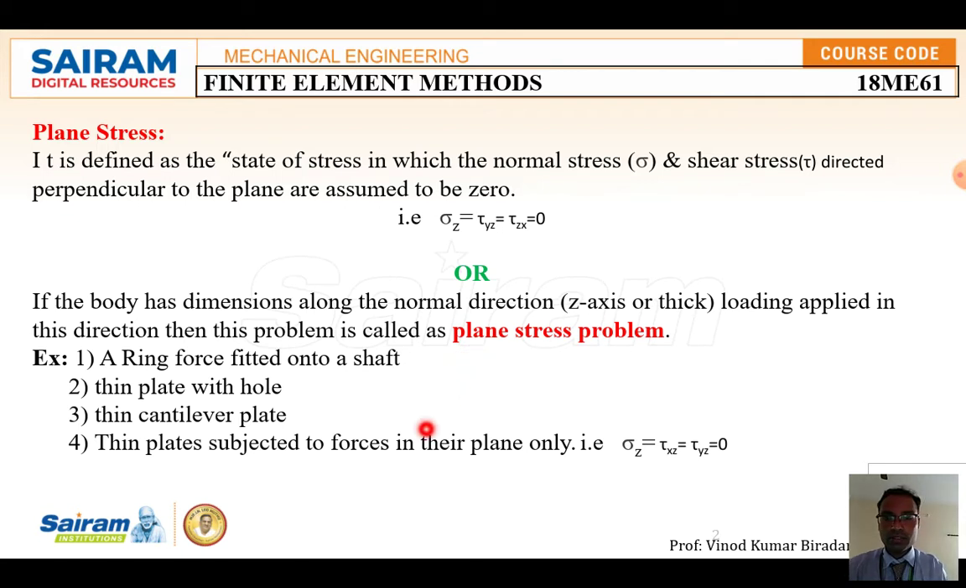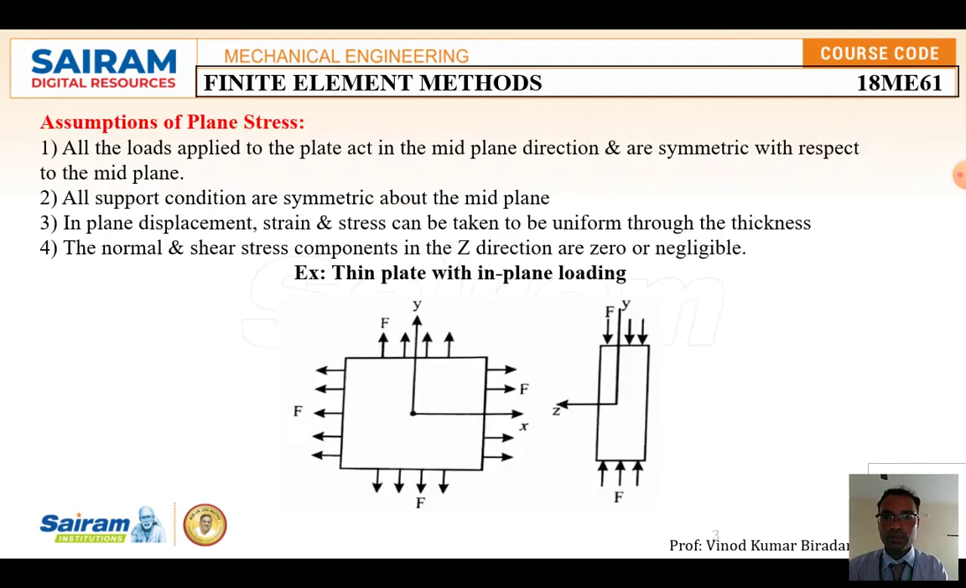Some examples of plane stress: a ring force-fitted onto a shaft, a thin plate with a hole, a thin cantilever plate, a thin plate subject to a force in its plane only, that is sigma z equal to tau xz and tau yz equal to 0. Just to understand plane stress: there is no load acting in the third direction, the third direction is absent, so those stresses become 0. Such a condition we call plane stress. These are some assumptions we are going to consider in the plane stress case.